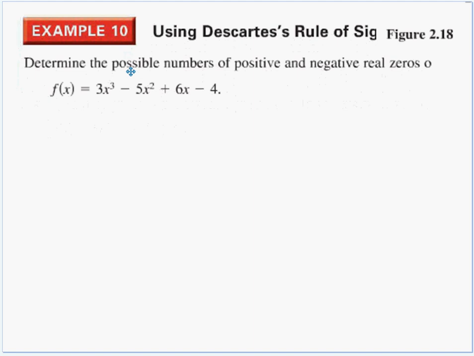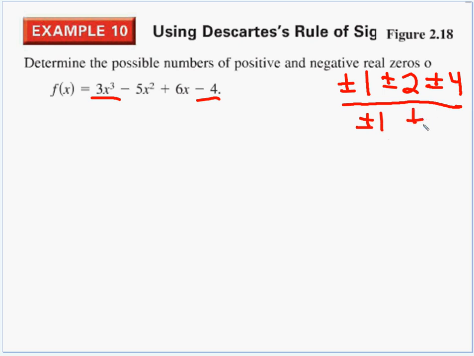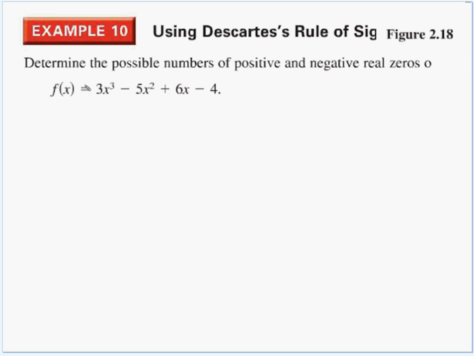Example 10 here. Let's see. First, let's figure out the possibilities that we have. At the end, factors of 4, plus or minus 1, plus or minus 2, plus or minus 4. Leading coefficient is 3, so that's plus or minus 1, plus or minus 3. Oh, now hold on. I'm getting a little ahead of myself. If we read the directions, determine the possible number of positive and the possible number of negative real zeros. So let's see. Of course, this 3x cubed at the beginning is positive. We've got our x squared. We've got an x. We got a constant.